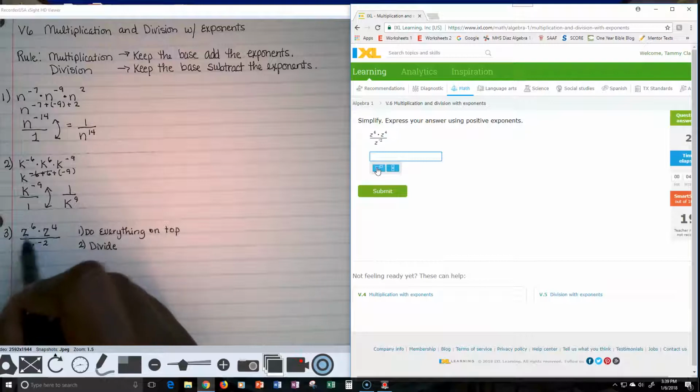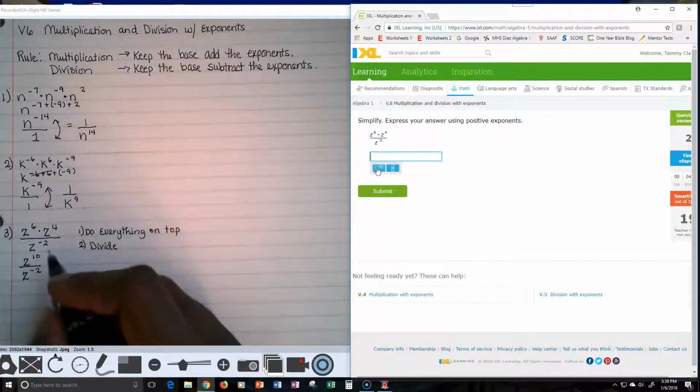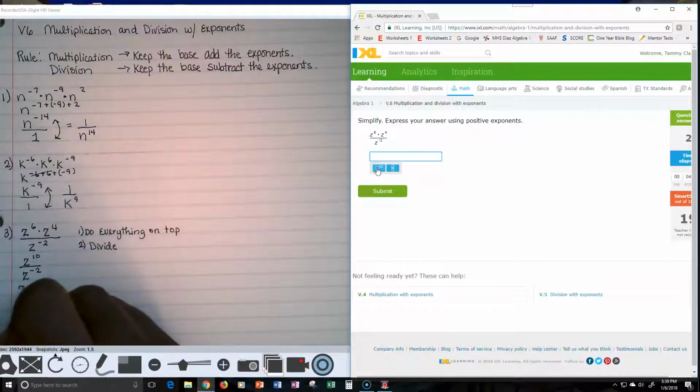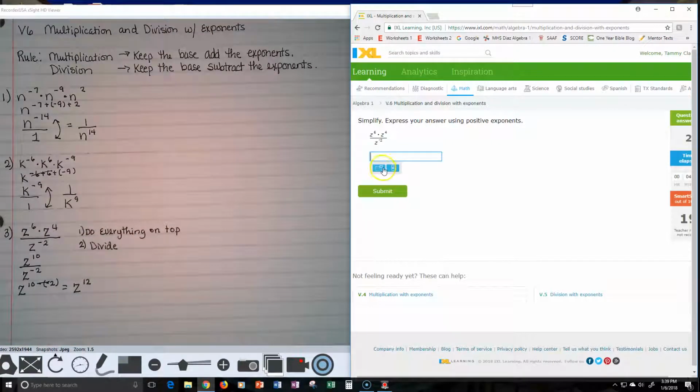So I've got z to the 6th multiplied by z to the 4th. We know that's z to the 10th. Then we're going to divide by z to the negative 2. Now, at this point, I could say z to the 10th minus negative 2. I know I'm adding those, so my answer would be z to the 12th. And if you didn't quite catch that, rewind it. Look at it one more time.